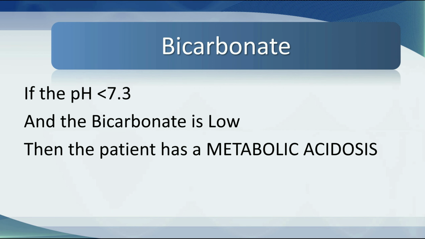If the pH is low, for example, less than 7.3, and the bicarbonate is low, then the patient likely has a metabolic acidosis. A fall in the bicarbonate associated with increased hydrogen ion activity almost always means metabolic acidosis associated with a gain in measured or unmeasured anions, and this is really easy to quantify.